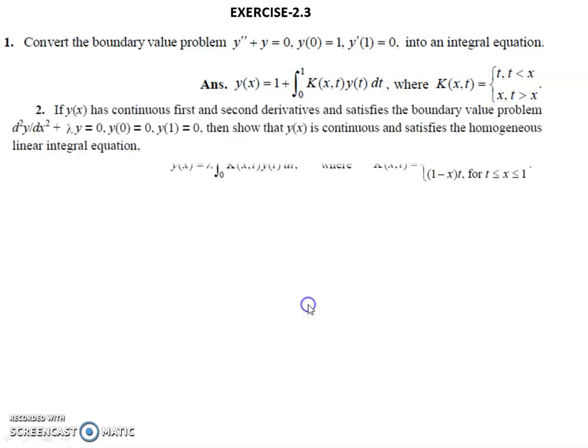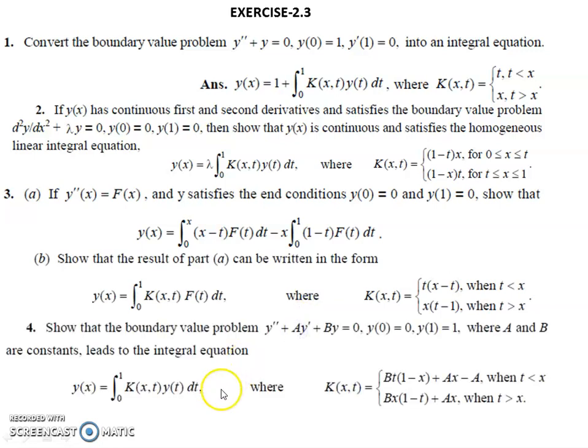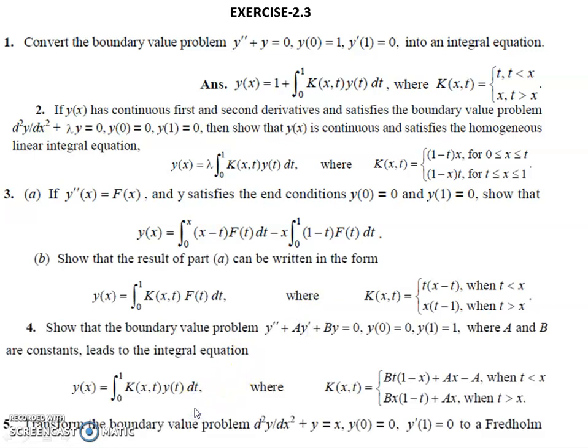So come to the example exercise. Students, this is a very simple question as we discussed earlier. If you find any difficulty, you can discuss with me anytime. I can solve all the questions for you. Thank you.